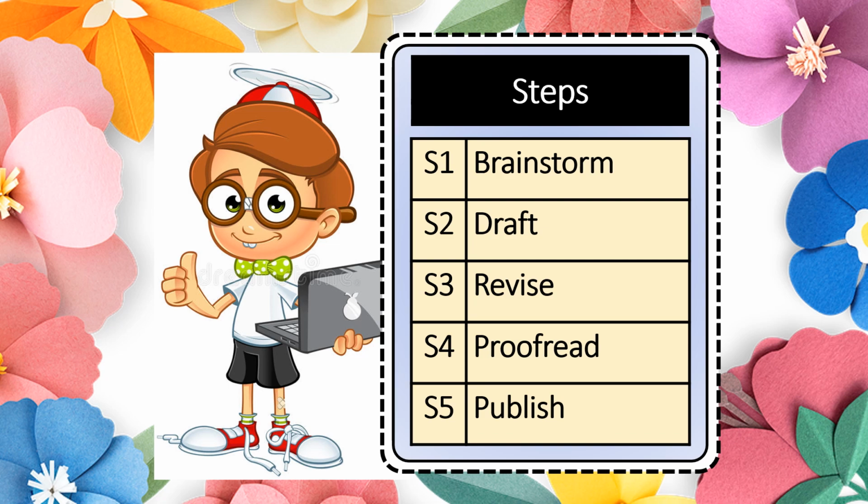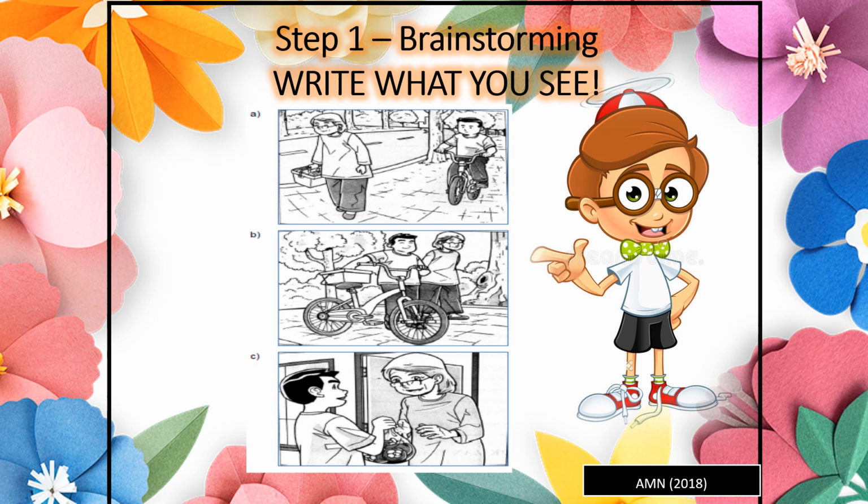Okay, let's proceed. So, in step 1, brainstorming, what do you do? You see these 3 pictures, so you should write what you see. You can scribble on your paper or on the picture. You can scribble about what name you want to give the person in the picture. You can also write about the setting. Remember, you can write about the mood, the weather, or any words that you want to use in your story later.